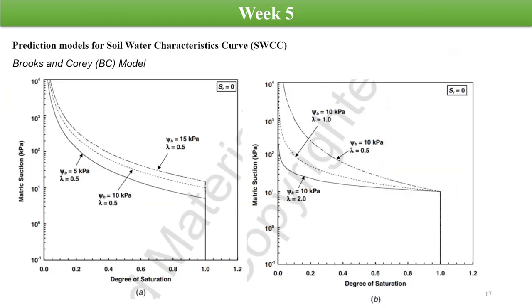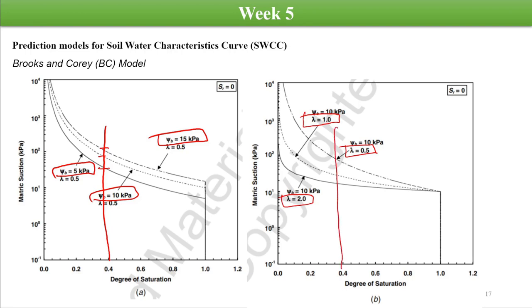To use this Brooks and Corey model, we can vary the value of the air entry pressure, psi b. As the air entry pressure increases, at a particular degree of saturation the matric suction value will increase, right? And also we can vary the value of lambda, the pore size distribution factor. If we vary lambda, then at a particular degree of saturation, as the value of lambda increases, the matric suction decreases.